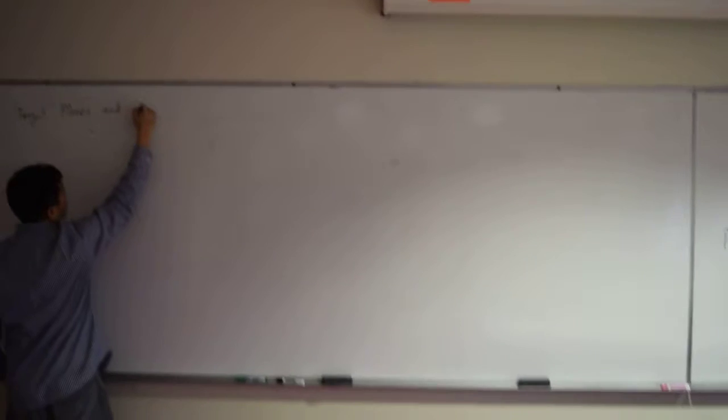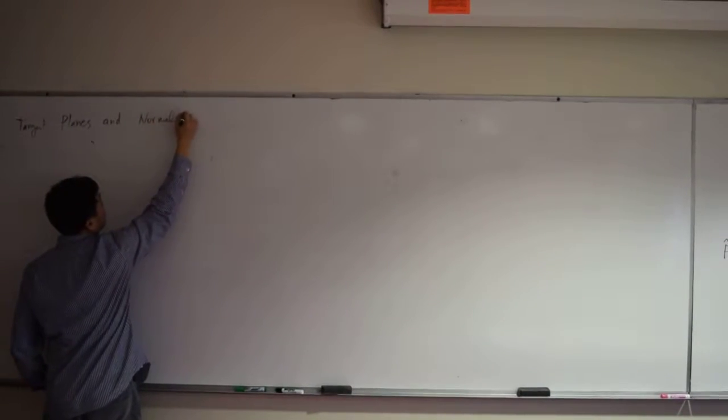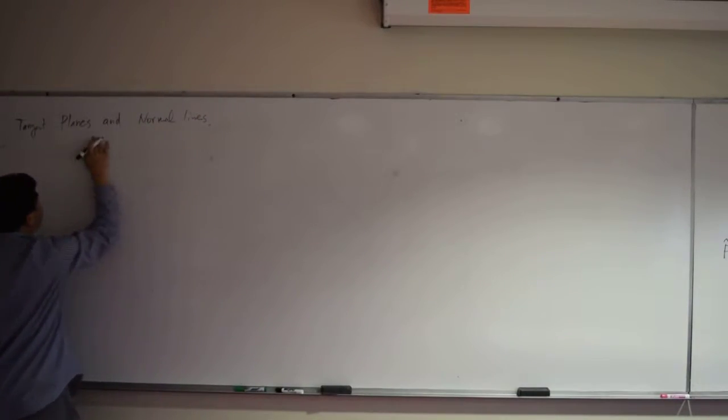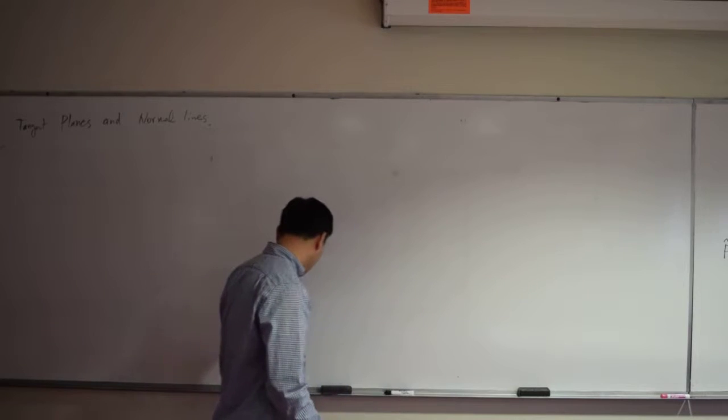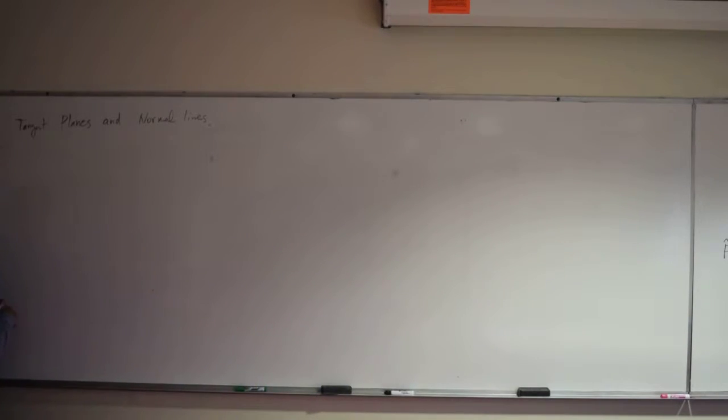And normal lines. Let's talk about tangent planes. Think about the following surface, z equals 16 minus x squared minus y squared. What kind of graph would this be?